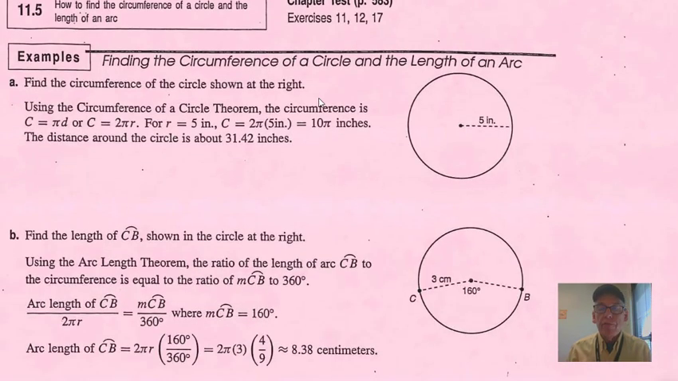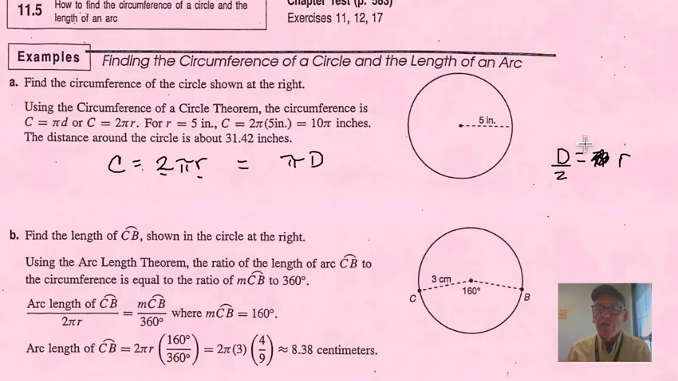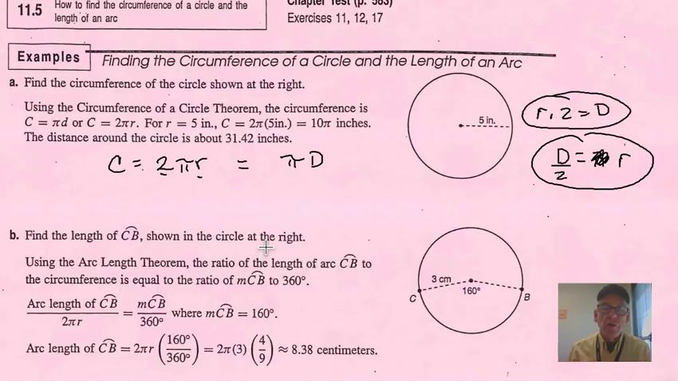Here they want us to find the circumference of the circle. The circumference formula is 2 pi r, which everybody should have memorized. Another variation is pi times the diameter. Since twice the radius is the same thing as the diameter, pi times the diameter is the same thing as 2 pi r. So diameter divided by 2 equals the radius, or the radius times 2 equals the diameter. Those are some basic conversions that you may need to do.